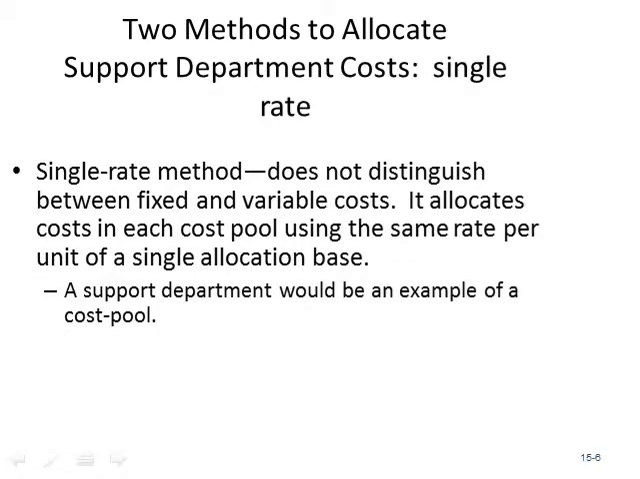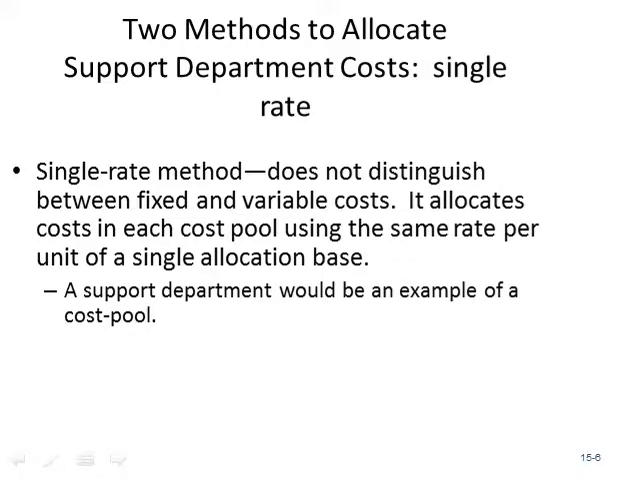So there are two methods to allocate support department costs. The first one is the single rate method, which does not distinguish between fixed and variable costs. It allocates costs in each cost pool using the same rate per unit of a single allocation base. A support department would be an example of a cost pool. And so perhaps the human resource department would be an example of a cost pool.